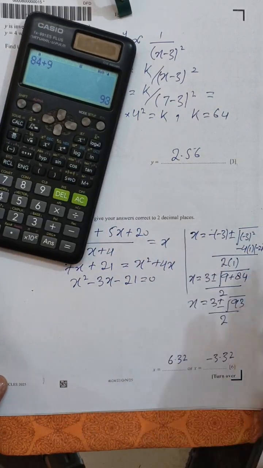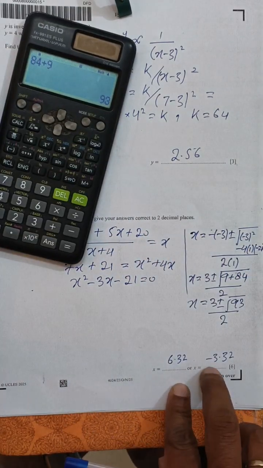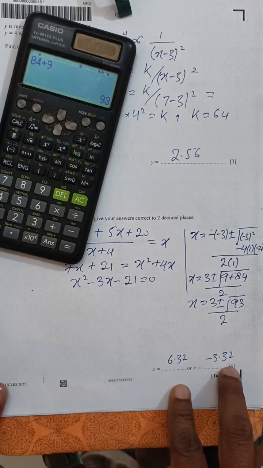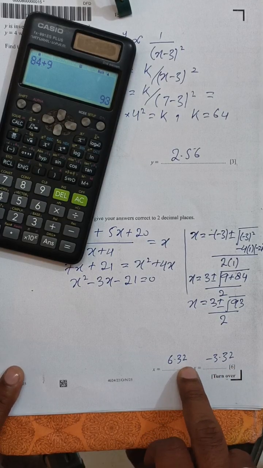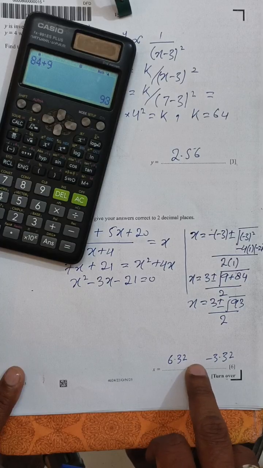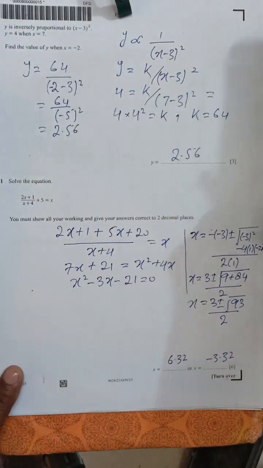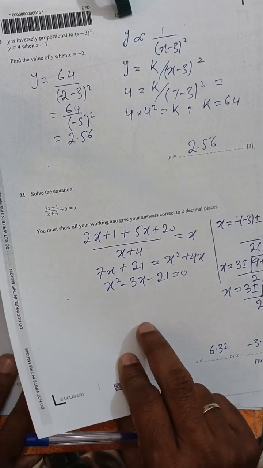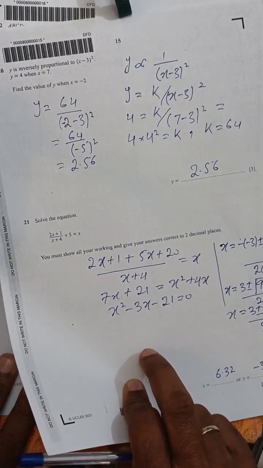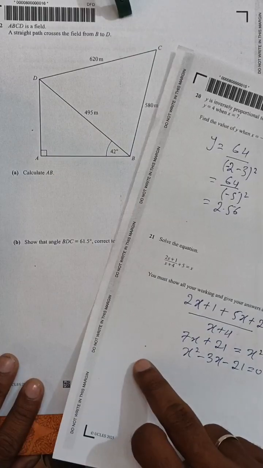So these are the answers correct to two decimal places. Okay, 6.32 and minus 3.32. We cannot round off these values because after the decimal point we have values less than 5. Okay, so now it is your final answer. Now next is question number 22.